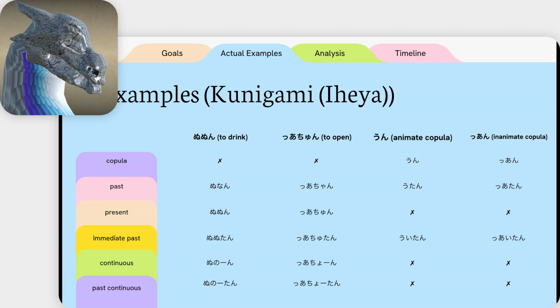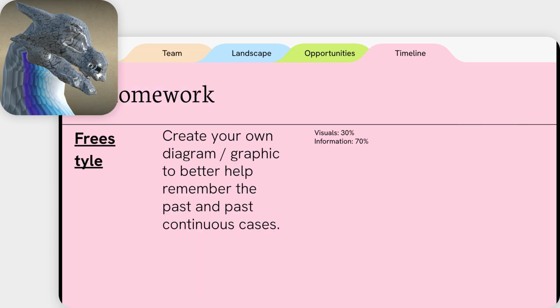You've probably already seen this multiple times since I was stopping at the very end. But basically, it's to create your own diagram graphic, which is basically the exact same assignment as last time, except this time it's to better help remember the past and past continuous cases. And since it was a little over a minute early, I'm going to try to finish up right now so this one is less than 20 minutes. Your quiz is going to be short answer. It's just going to be writing the past and past continuous, with the same number of questions. This time it will be around past and past continuous, not between two languages. So it's just going to be English plus the Kunigami root, and then the conjugation.